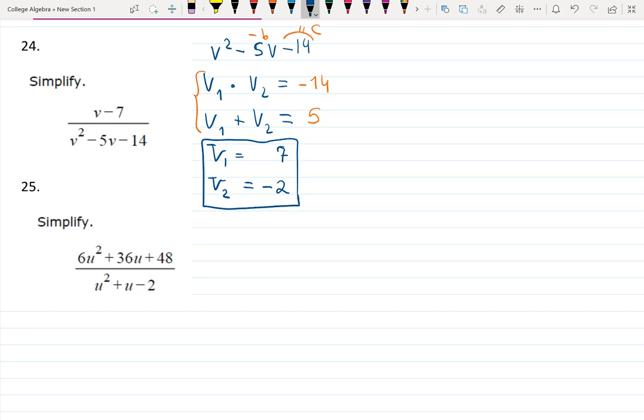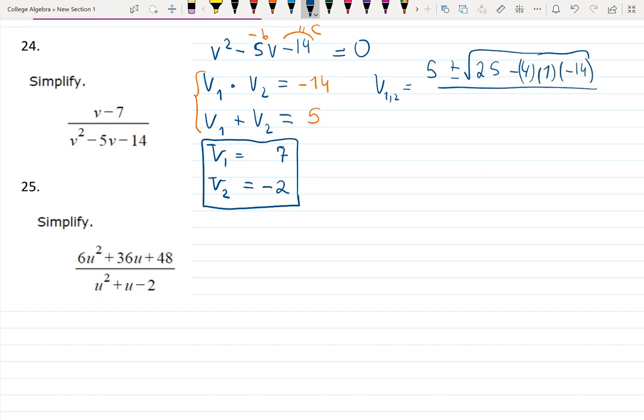If you think it's too complicated for you, then don't be afraid and just work with the quadratic formula right away, or any other methods you know. I know students build tables and so on. But you know that the quadratic formula works as well. v1 and 2 will be minus b, that's 5, plus or minus the square root of 5 squared, which is 25, minus 4 times a, that's 1, and c, that's negative 14, all over 2a, that's all over 2.